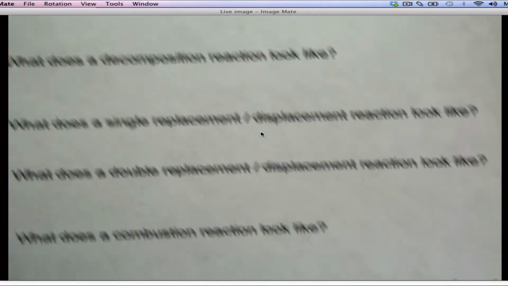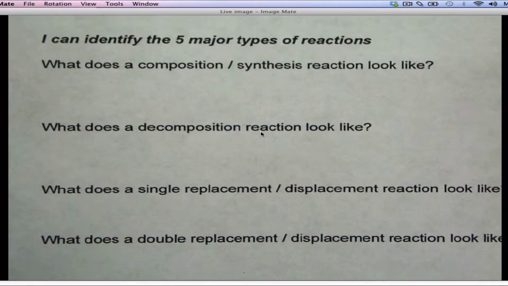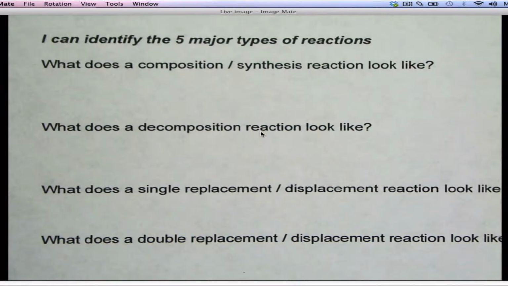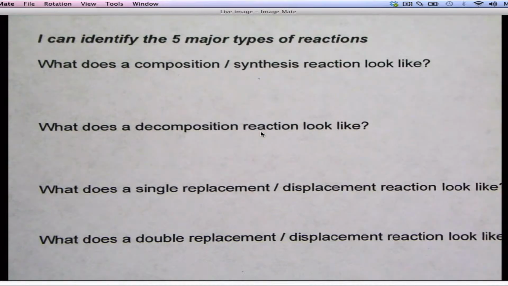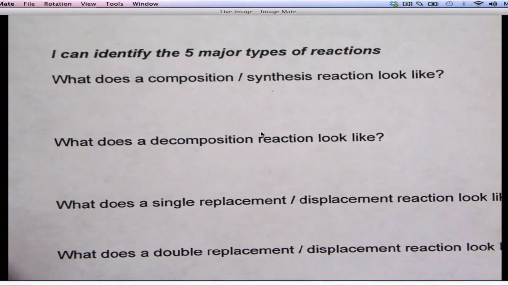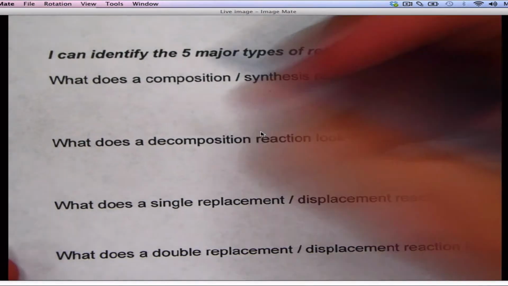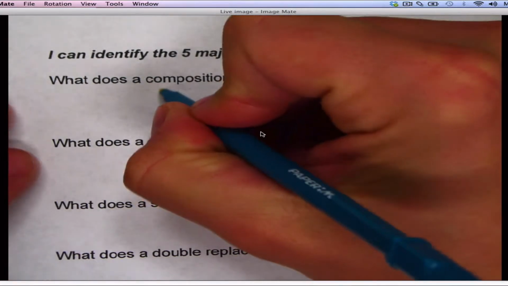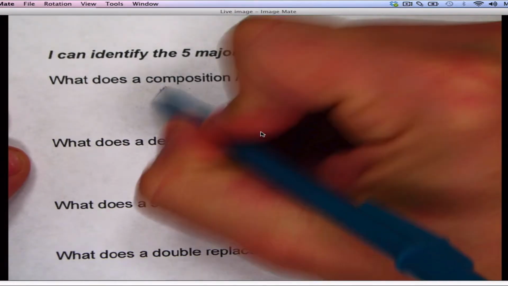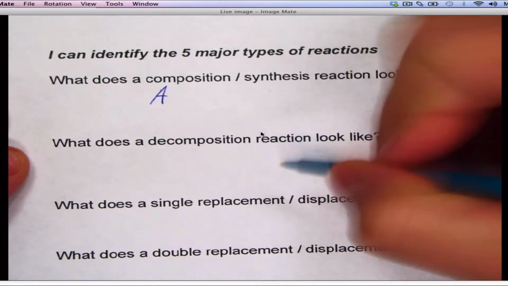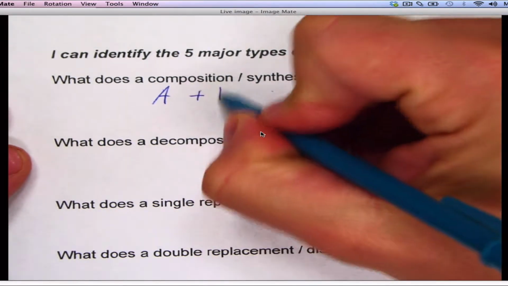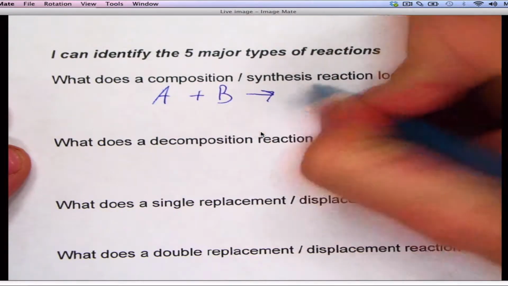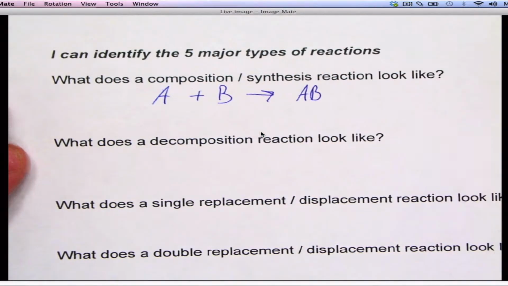So here's the first page. It says I can identify the 5 major types of reactions. So the 5 major types of reactions are going to be, first one is called a composition or synthesis reaction. And basically what it is, you're making something, you're putting things together. So a general form, it's going to look something like this. Element A, keyword element, reacts with element B to make compound AB.